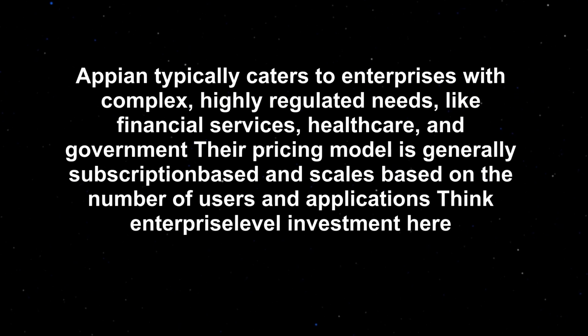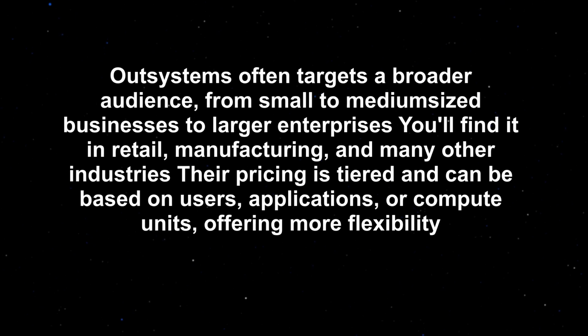Appian typically caters to enterprises with complex, highly regulated needs, like financial services, healthcare, and government. Their pricing model is generally subscription-based and scales based on the number of users and applications. Think enterprise-level investment here. Outsystems often targets a broader audience, from small to medium-sized businesses to larger enterprises. You will find it in retail, manufacturing, and many other industries. Their pricing is tiered and can be based on users, applications, or compute units, offering more flexibility.